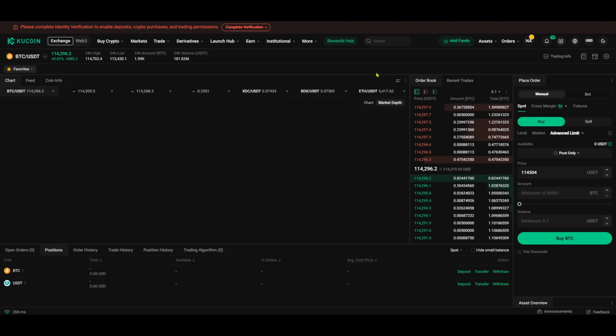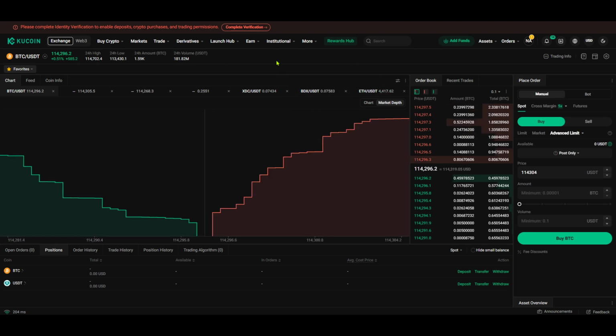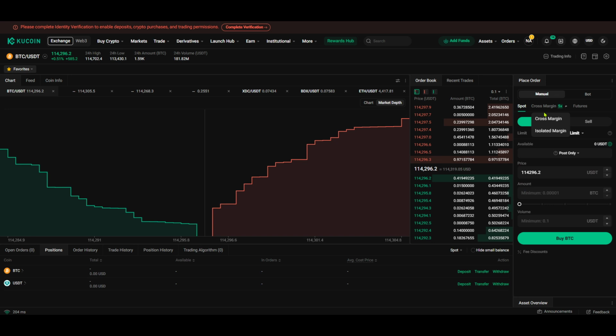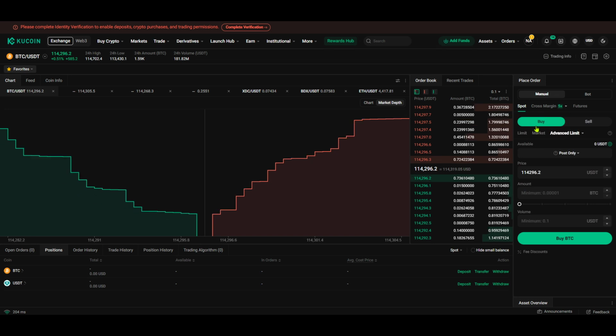When ready to trade, find the buy and sell options. You'll need to consider several factors, such as the current price and the amount you wish to trade. For buying, specify how much crypto you want to purchase and at what price. If you want to sell, enter how much of your cryptocurrency you're offering and your desired price.